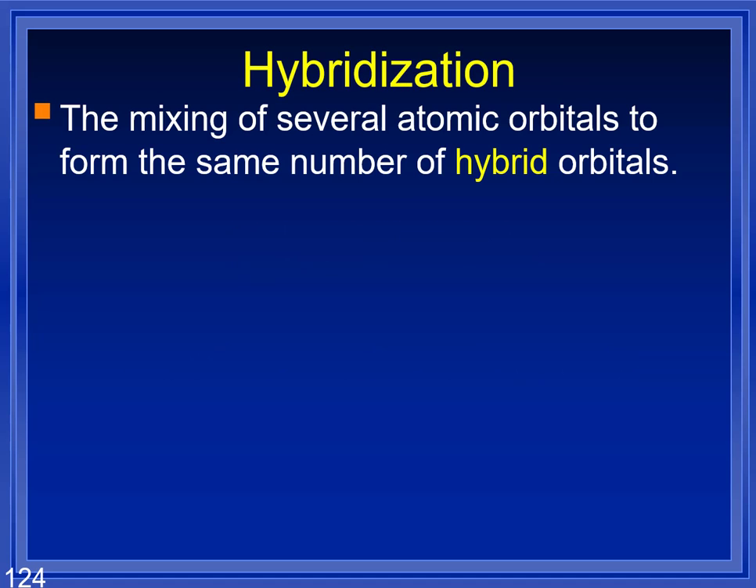So hybridization is what happens as the atom starts to make bonds. Its atomic orbitals have to change. And they change from being the S's and the P's, because we're only talking about valence electrons right now, to new orbitals. Those new orbitals are going to be hybrid orbitals with some of the components of S and some of the components of P.